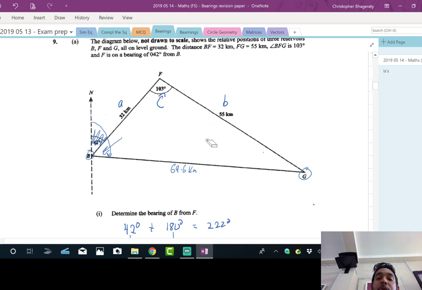To do cosine rule, we could, because look, we have all 3 sides. So we could do a transposition of cosine rule, or what's the other rule apart from cosine rule? Sine rule. All right.